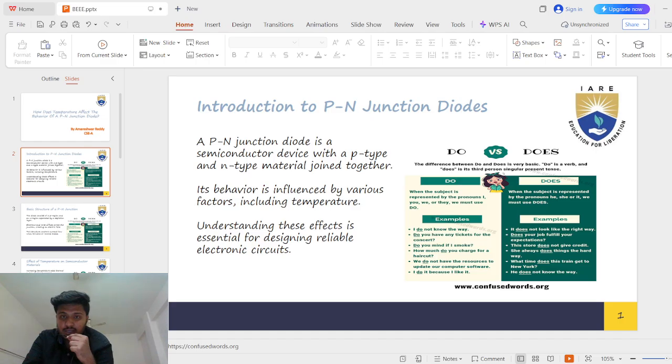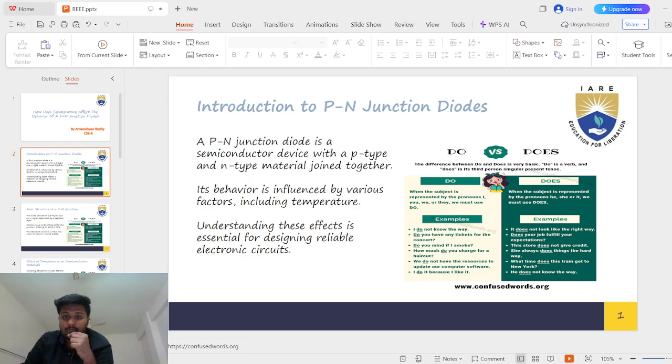Introduction to PN junction diodes. A PN junction diode is an electronic component made by joining two types of semiconductor materials. One is P-type, which has more positive charge carriers called holes, and the other is N-type, which has more negative charge carriers called electrons. When these two materials are connected, they form a junction that allows current to flow easily in one direction but blocks it in the other.